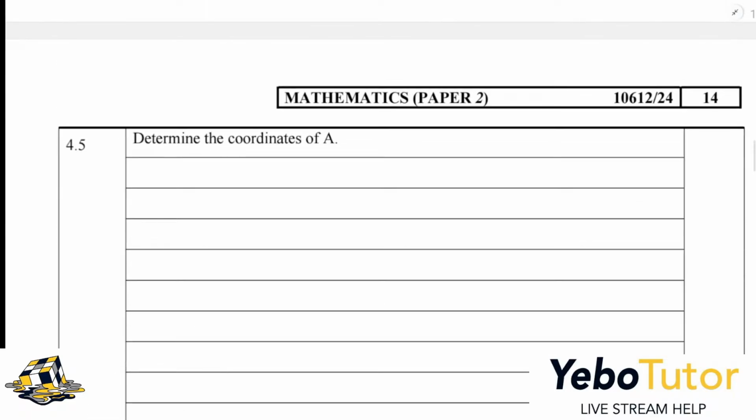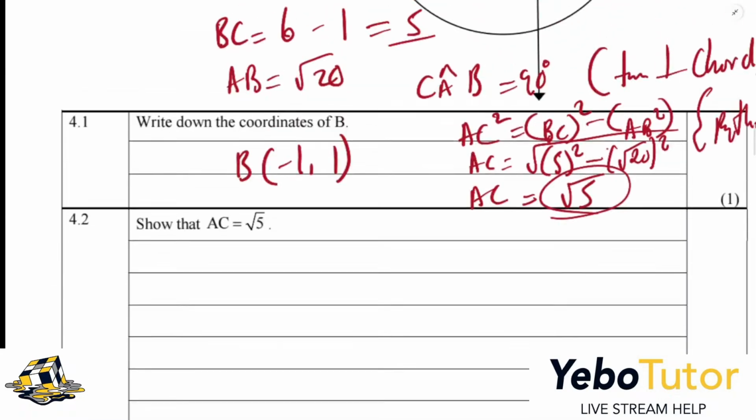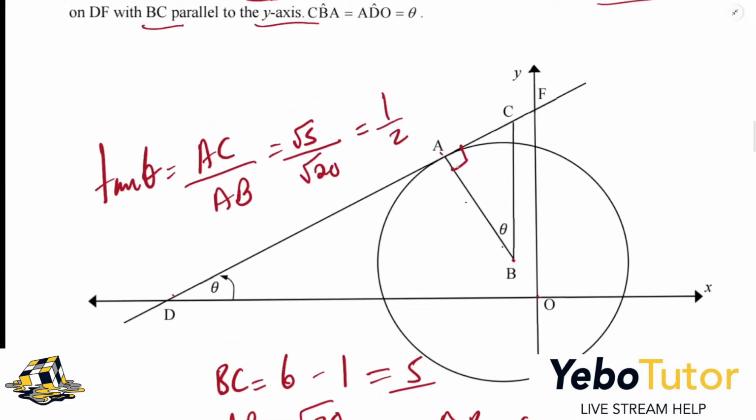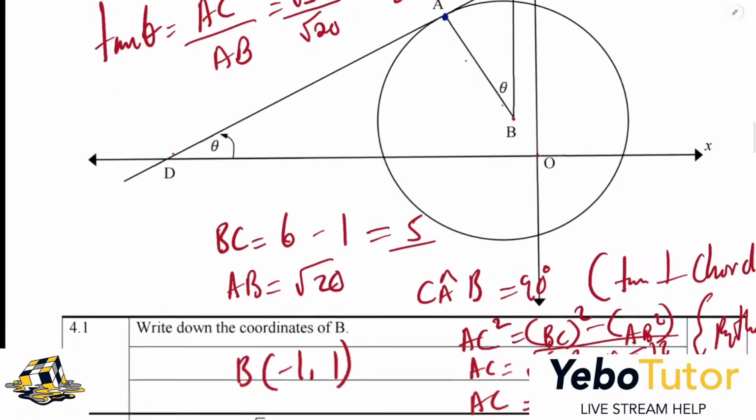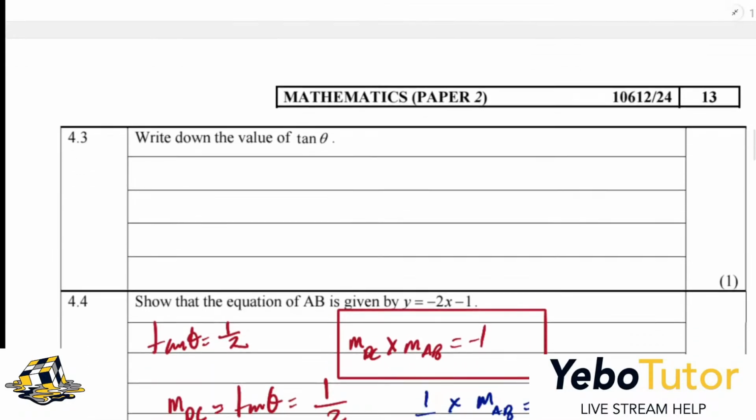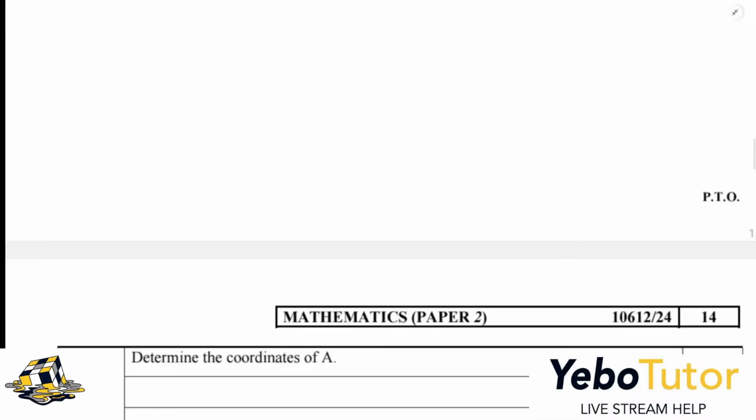Okay, determine the coordinates of A. Where is A? Let's look for A. So our A is here, and we know the equation of the line AB. So now they want us to calculate and find the coordinates of A. This is easy, guys, because we can already see how to do that, and there are only 1 or 2 ways in which you can solve that.